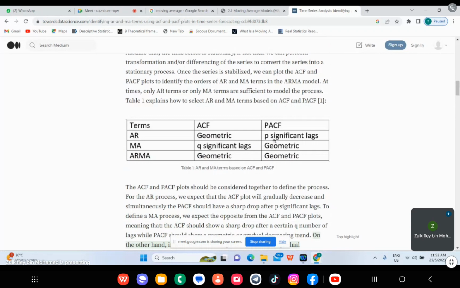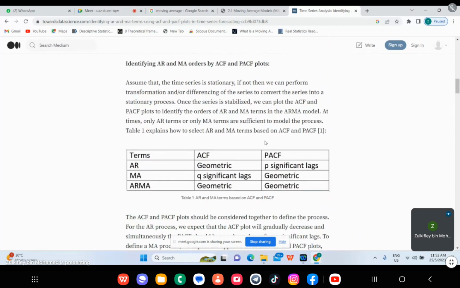Okay, nampak tak ni? Nampak. Nampak. Tak nampak? Okay, saya copy di sini. Kalau tak nampak, saya copy.